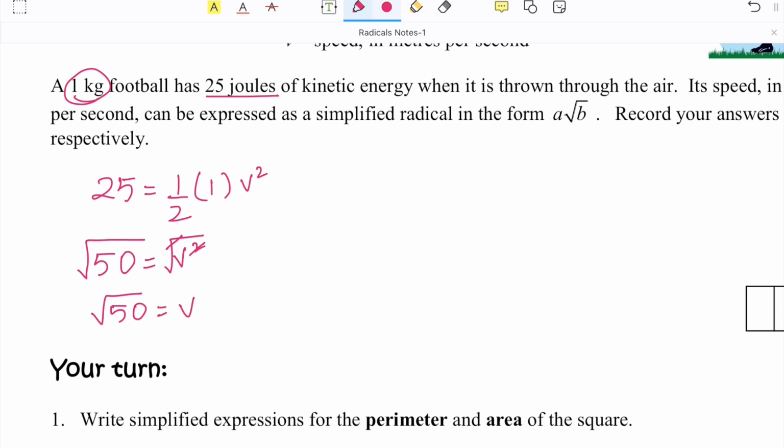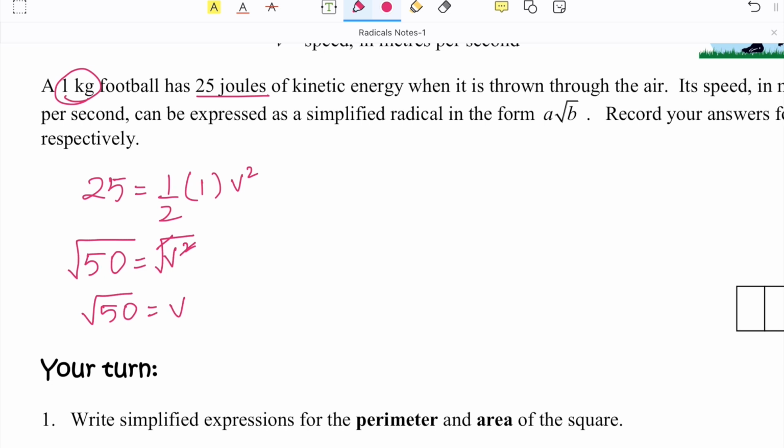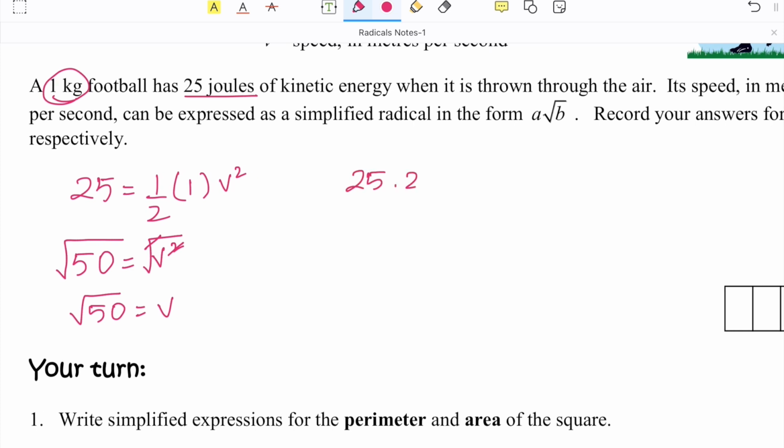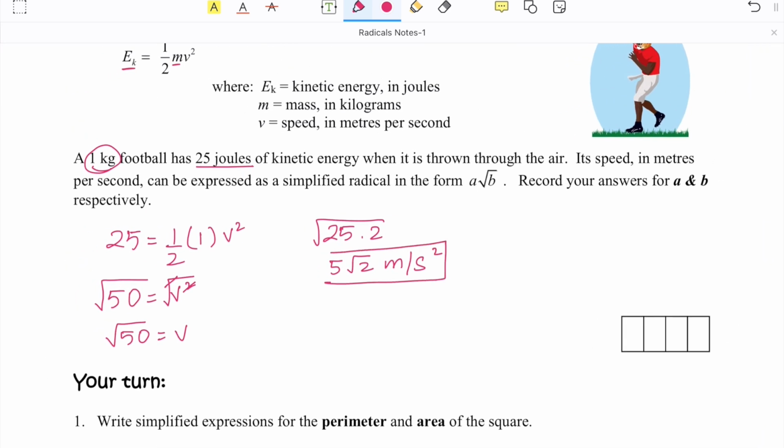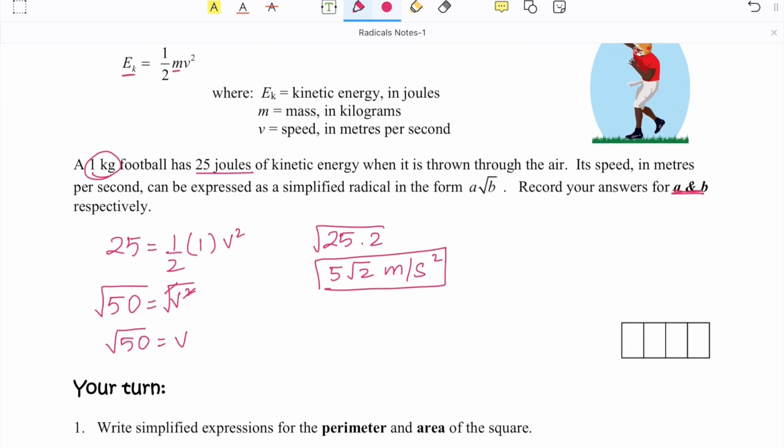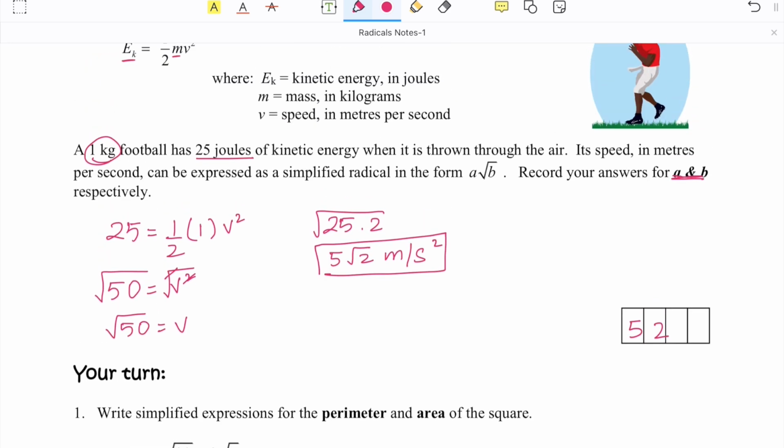Is root 50, can we simplify root 50? 25 root 2? Or 5 root 2. Yeah, so it'll be 25 times 2, which is 5 root 2 meters per second squared. Awesome. And because you need to record it in the box, it'll be 5 and 2 as your answer. Questions about this?